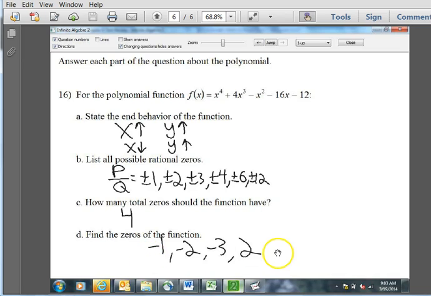Here are my zeros that I find. So if 2 is a 0, x minus 2 is a factor. If 3 is a 0, x plus 3 is a factor. If negative 2 is a 0, x plus 2 is a factor. And if negative 1 is 0, x plus 1 is a factor. And then you would graph accordingly using a t-chart for your missing values.